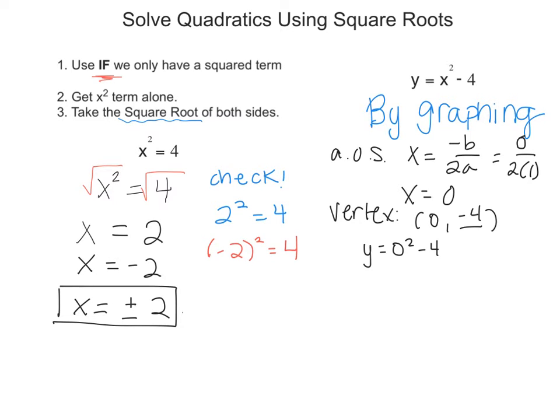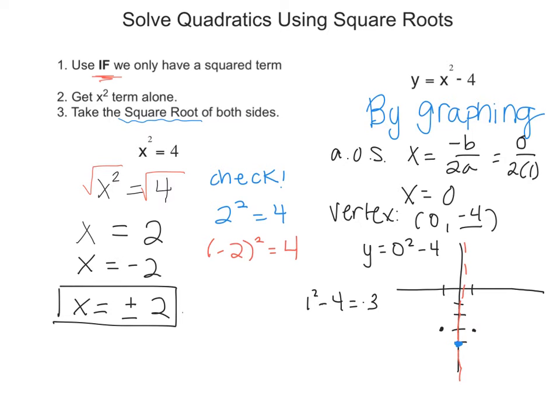If I look at a graph of this right now, I have a vertex, I have an axis of symmetry at 0. I have a vertex right down here at 0, negative 4, and I need my next points. So I would look at my next points. Well, if I plug in 1 or negative 1, I get 1 squared minus 4, which gives me negative 3. Well, negative 3 is right here, and I can mirror image it. Now that would be enough to graph it.